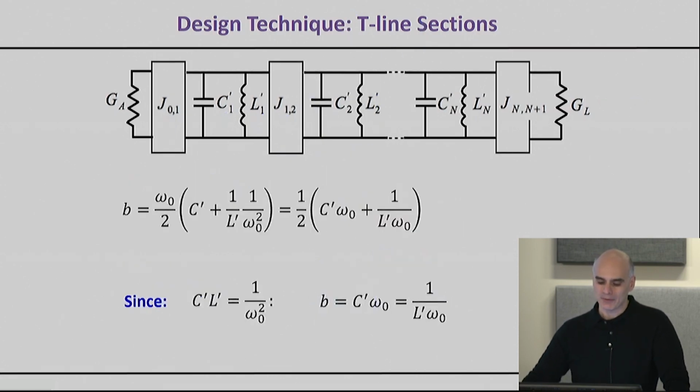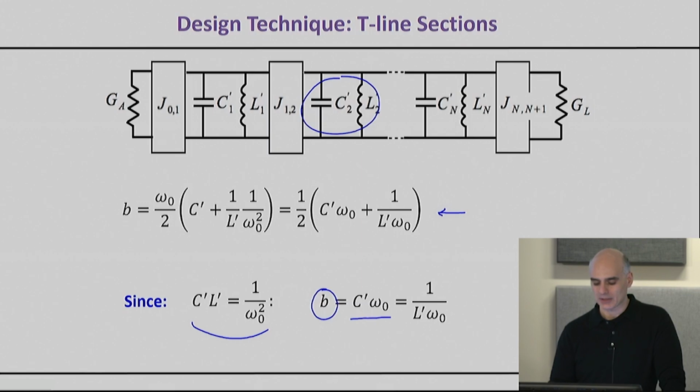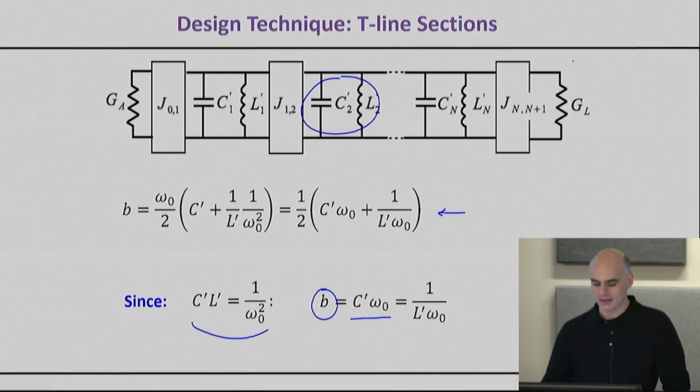For example, for the lumped element resonators that you see right here, that b is given right here, and of course, considering that LC is equal to 1 over omega naught squared, the b has a very simple expression: it is either the capacitance times omega naught or 1 over inductance times omega naught. That's the case for the lumped element. But again, for every resonator, no matter how complex it may be, there's going to be an expression that links that b with C prime or L prime.